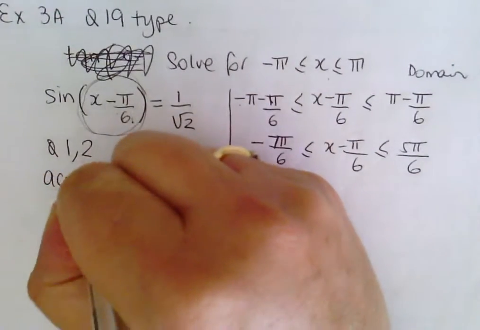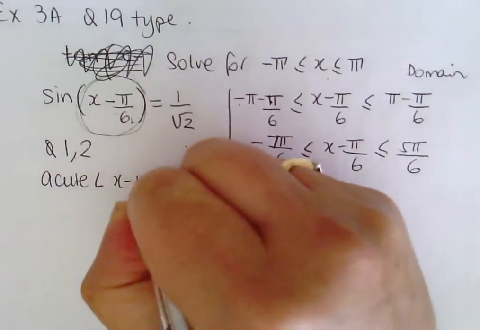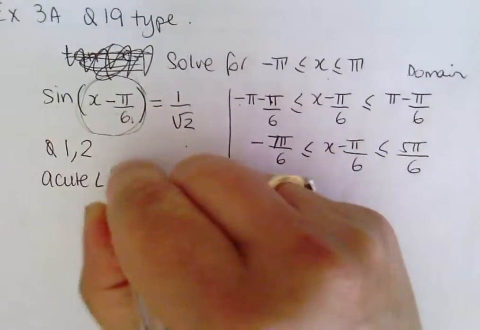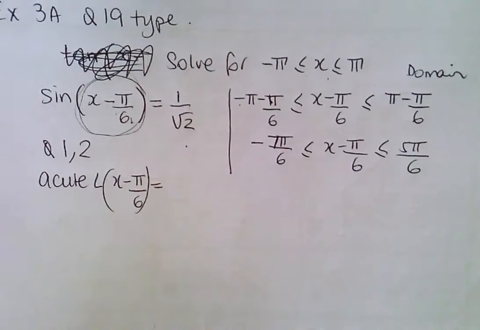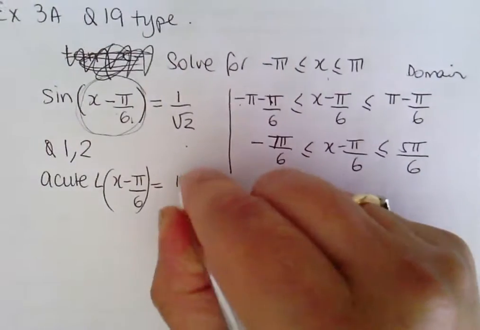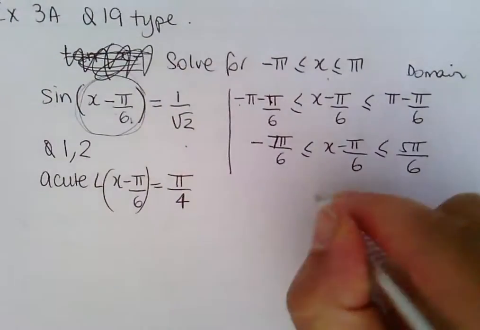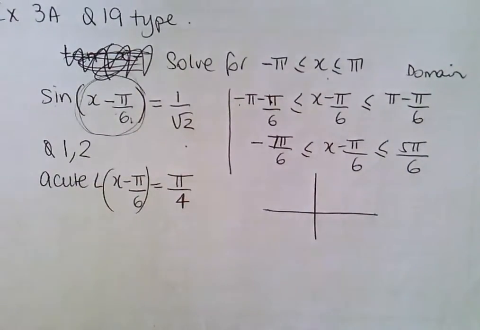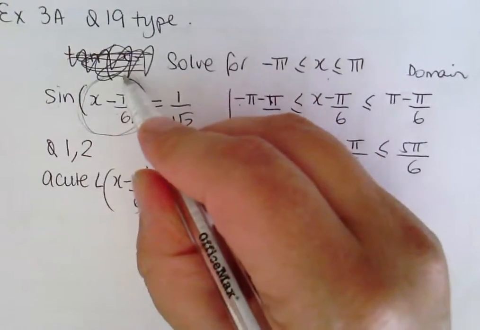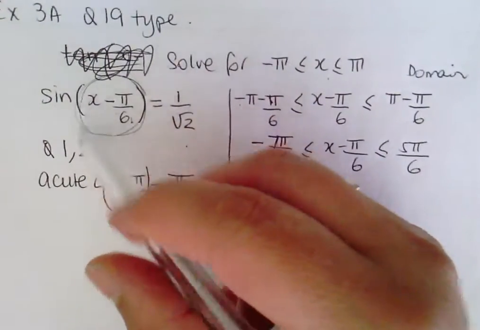Next step, acute angle, not x, but x minus pi on 6. See, because you're saying to yourself, sine of that whole thing is 1 on root 2. Sine of what? Good. Sine of 45, which is pi on 4. Next step, we draw it. So girls, they're all still done the same. But instead of saying sine of x is whatever, acute angle x, it's acute angle of that whole thing. Acute angle of the whole 2x is that.